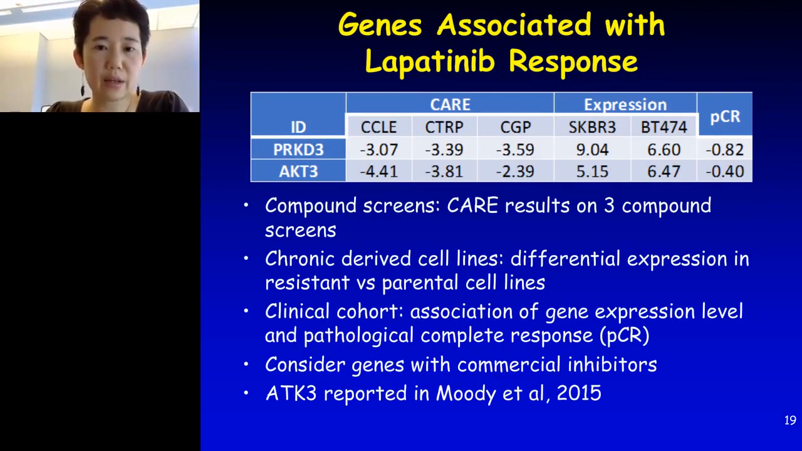It turns out that this particular compound has been tested in all 3 cohorts, CCLE, CTRP, and CGP, and they have actually very consistent results, showing 2 genes, PRKD3 and AKT2, as having very negative CARE scores, meaning that if we can inhibit PRKD3 and AKT3, the cancer cells will be even more sensitive to lapatinib.